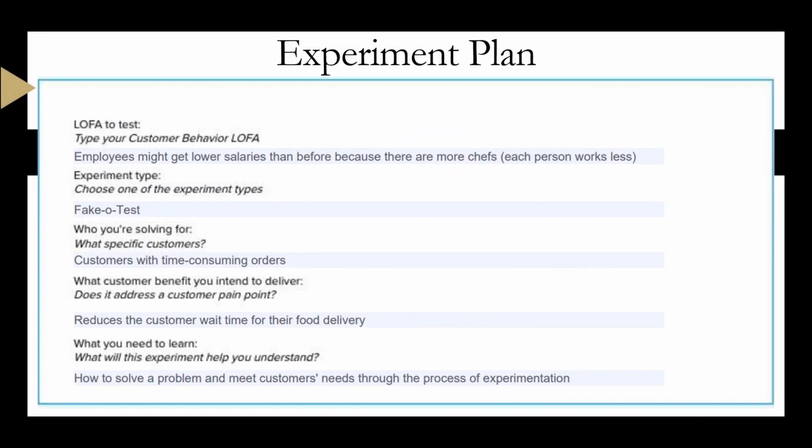This is my experiment plan for Addie's Kitchen situation. The LOFA to test is the employees might get lower salaries than before because there are more chefs. The experiment type that I used is a FACO test. I'm solving for customers with time-consuming orders. The customer benefits by the wait time being reduced for their food delivery. I will need to learn how to solve a problem and meet customers' needs through the process of experimentation.